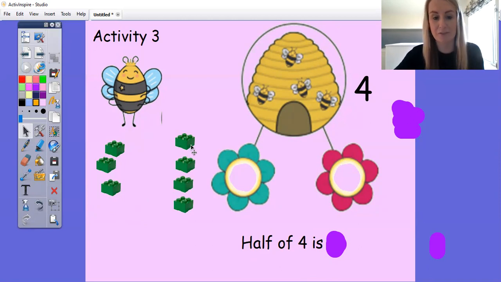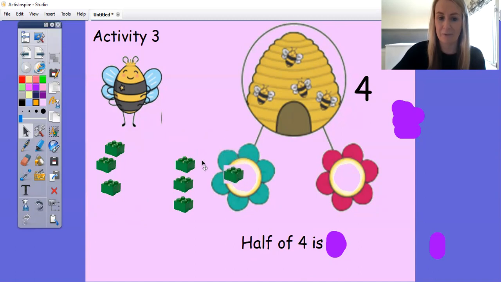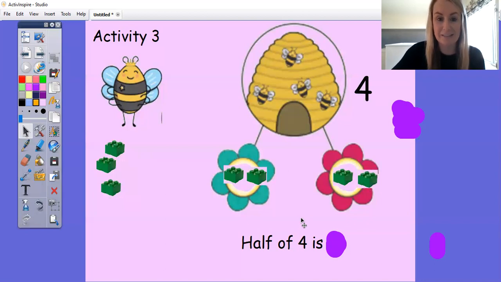And now what I'm going to do is share my 4 Lego blocks equally into my 2 groups onto the 2 flowers. So we're going to do one at a time. Are you ready to help me? 1 for the blue flower, 1 for the pink flower. Back to the beginning. 1 to the blue flower and 1 to the pink flower. And you should end up with an equal amount in each.